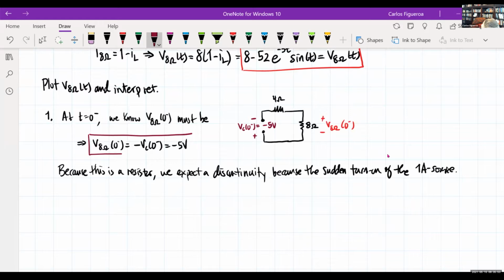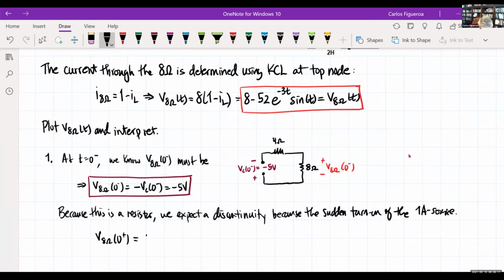So I should be careful here. Here's what I got here. And then what I'm seeing is that VC, oops, not VC, V8 at 0 plus, we expect a discontinuity. So then we can see from the solution up here that it's got to be 8 minus 52 times e to the 0. And then sine of 0 tells me that's got to be 8 volts. Right? Clearly this guy goes to 0.